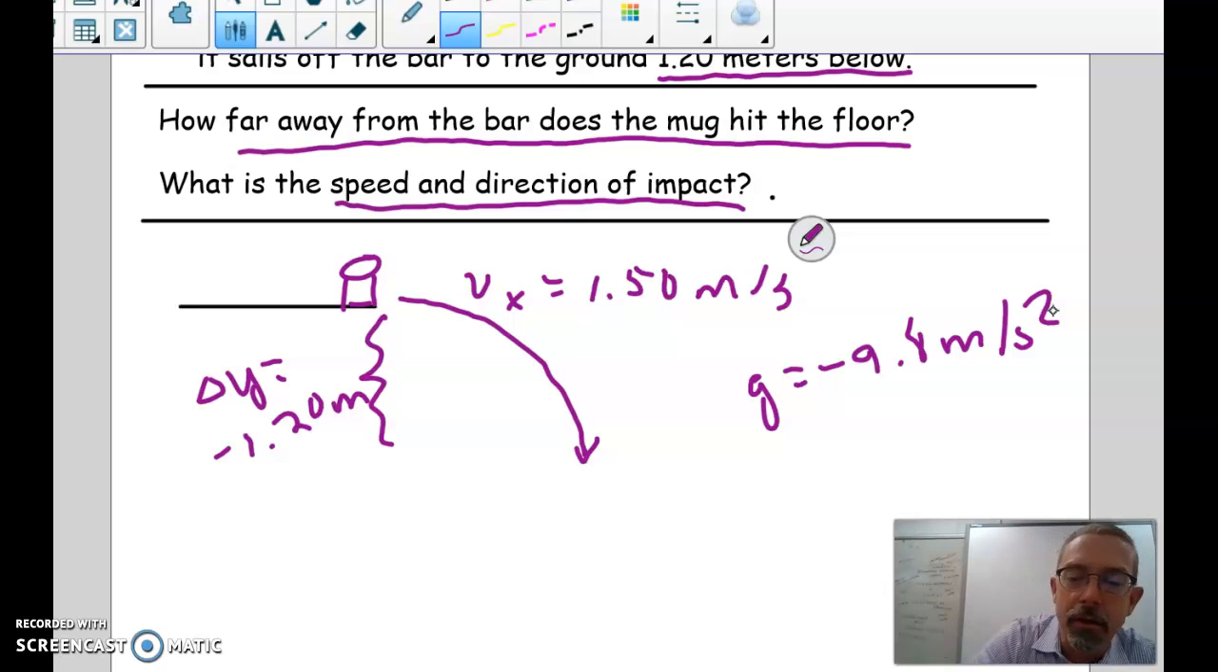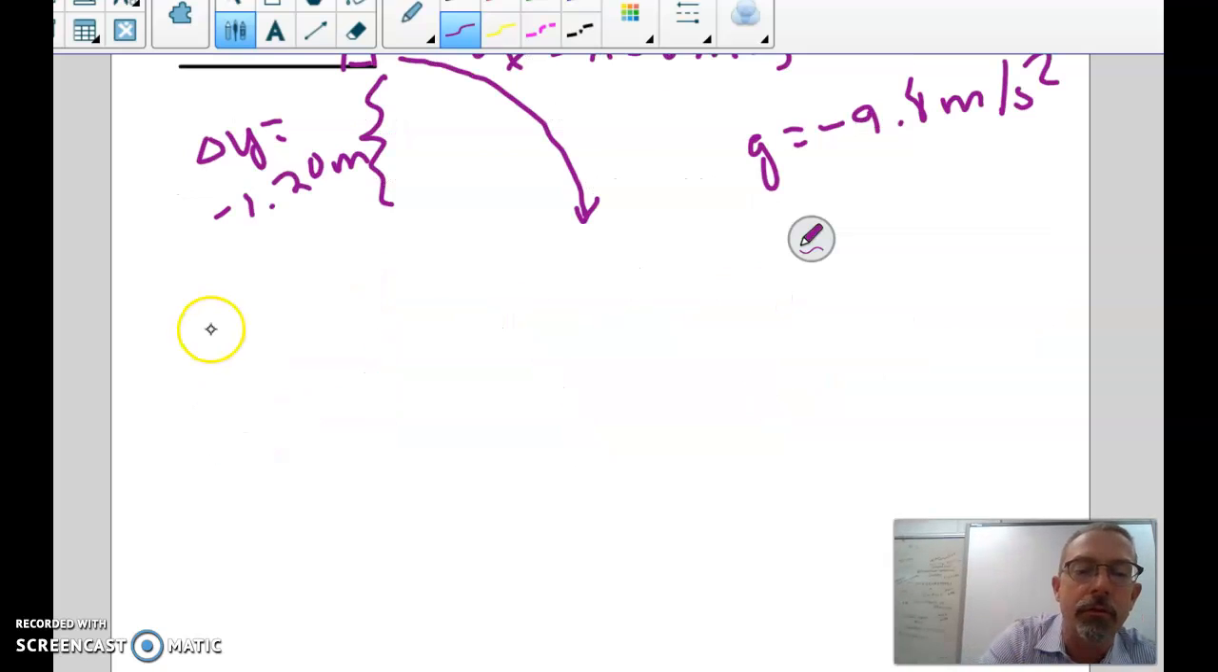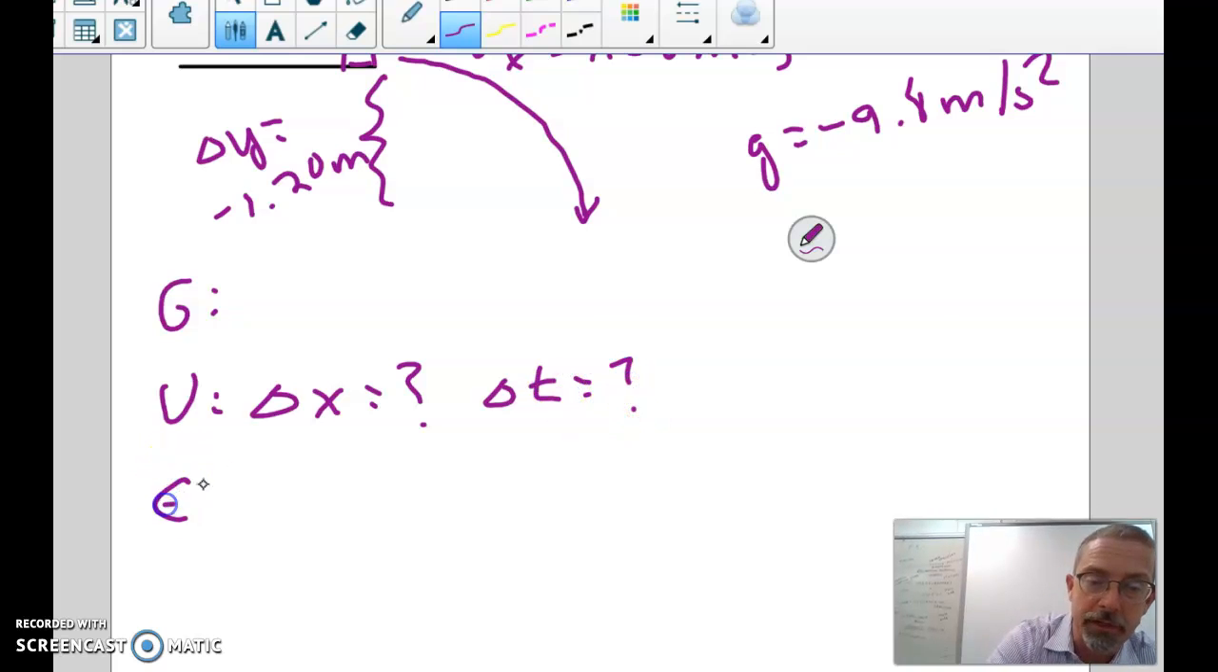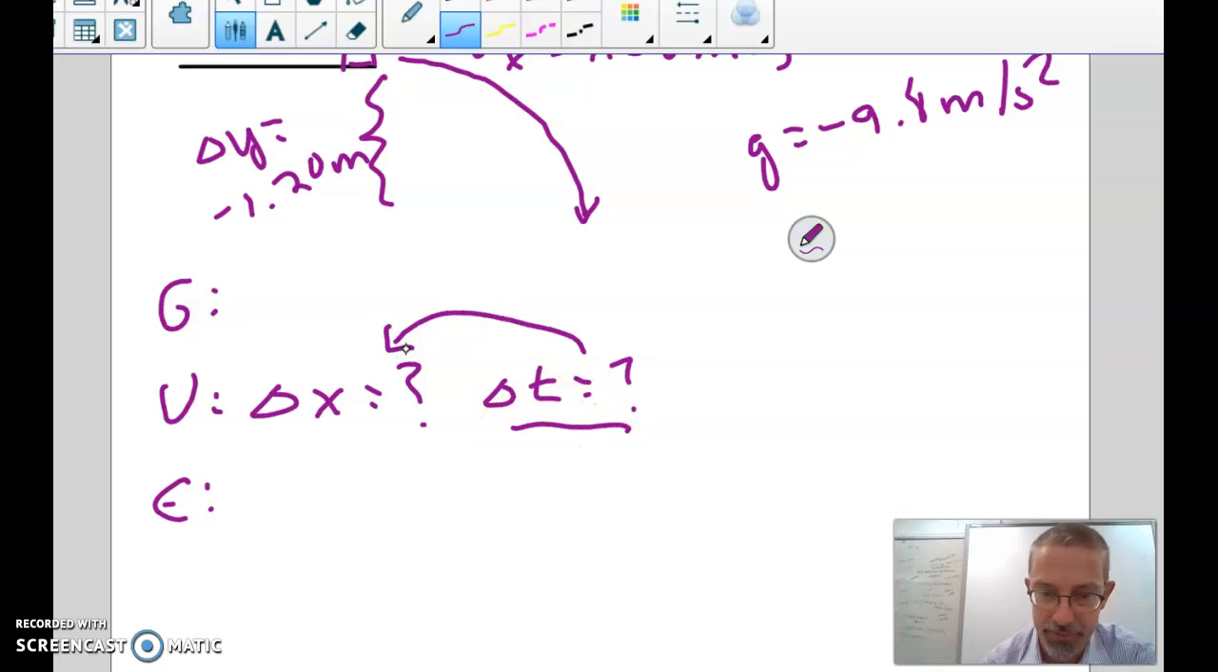So those are our givens. Our unknown for the first one is, what is my delta x? How far did it go? Well, in order to know delta x, I need to first know how long it's been in the air. So I'm going to use first my equation. I'm first going to solve for time and then use that to work back and solve for this.